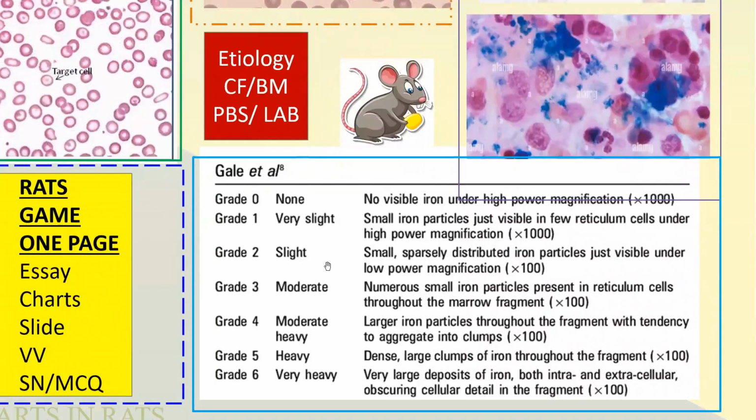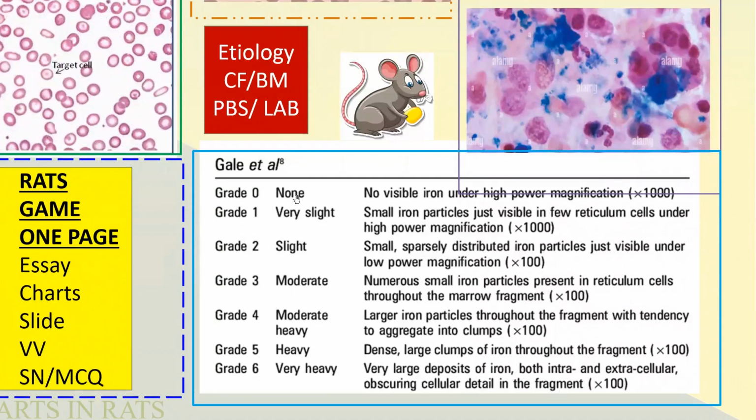And this is the grading. You can know that it varies from 0 to 6. 6 and 5 are heavy to very heavy grades. And there are floccules of iron that are seen in the bone marrow. This is the pattern which we use to describe and to distinguish from the other types. Also, we will be using it to assess the response of the patient to treatment.